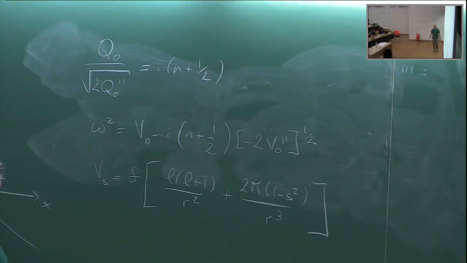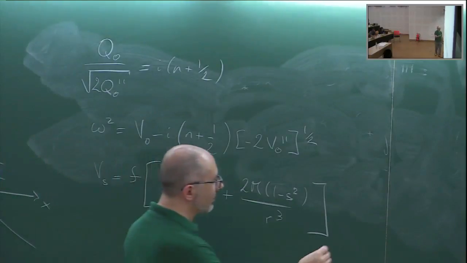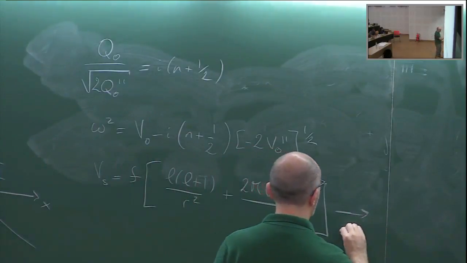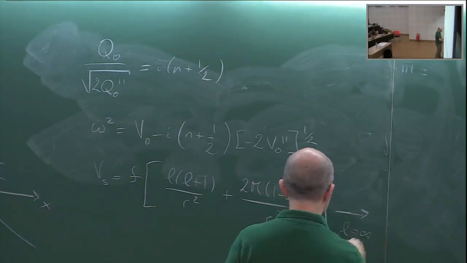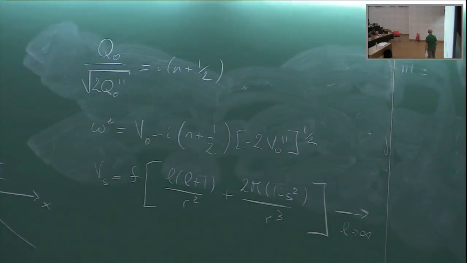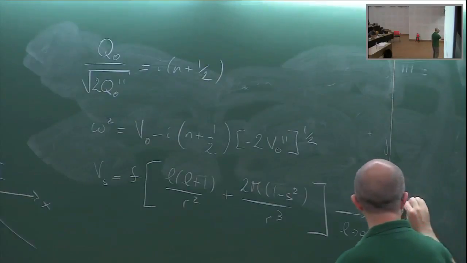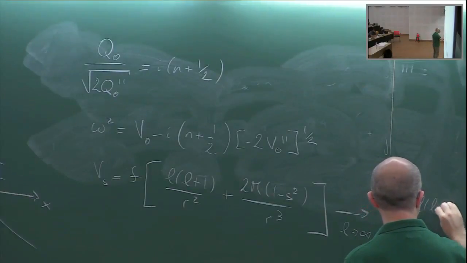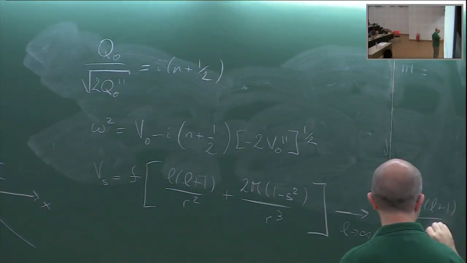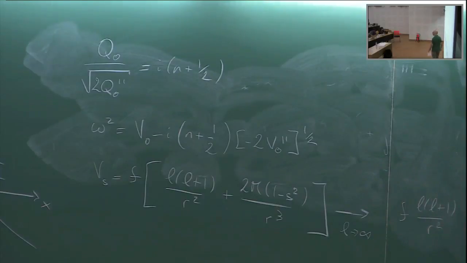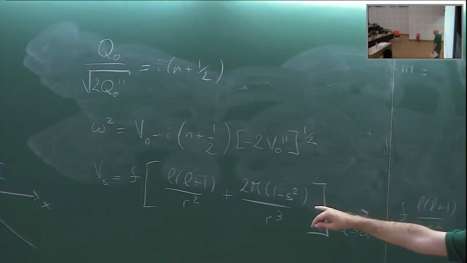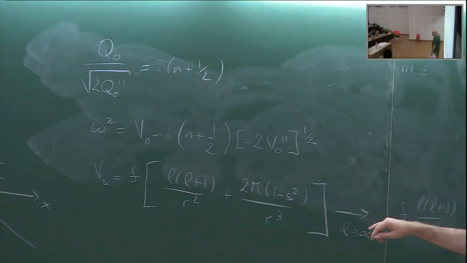Now, notice that if I take the limit where this approximation is expected to work best, that is the limit where L is large, I see that this goes to F, L, L plus 1 over R squared for any S. And so the frequencies and damping times of the quasi-normal modes in the large L limit should be the same for any value S of the spin of the perturbing field.